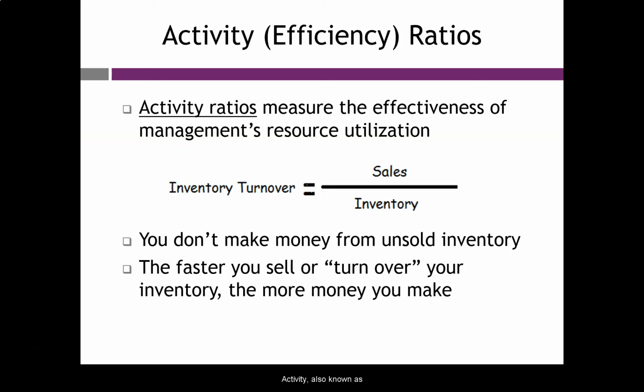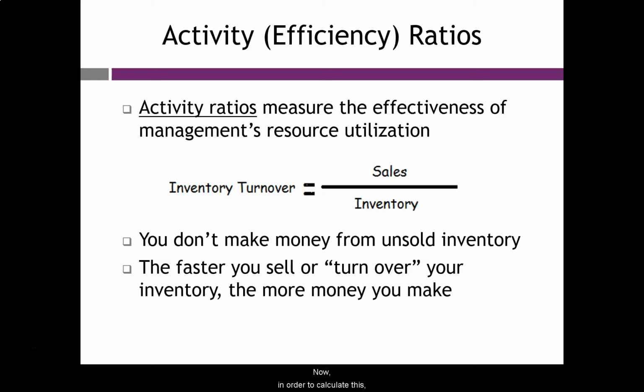Activity, also known as efficiency ratios. Okay, this was not covered in the video, and generally speaking, the higher the better here, and we're going to use the example of inventory turnover, which is just sales over inventory. Now it makes sense. You'd want sales to be as high as possible versus your inventory, because that means you are turning them over. You're selling things quickly. That's what you want to have.